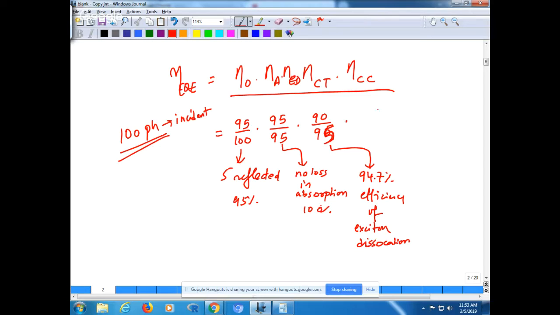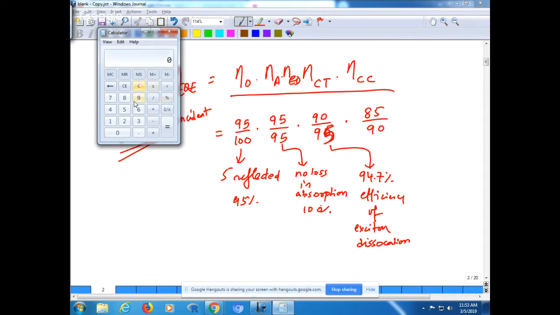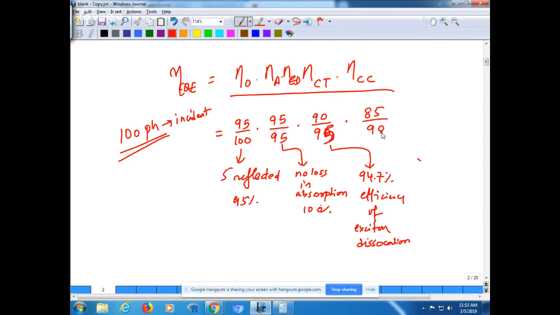Now, out of those 90, how many reach the terminals? That is how many are transported. So let's say you lose 5 again. So you have 90 to begin with, and you receive 85 at the terminal. So 85 divided by 90, which is 94%, is the efficiency, so 94% is the eta CT. And out of these 85, let's say you collect all of them. You don't recombine any of them at the contact. So this is 100% eta CC.